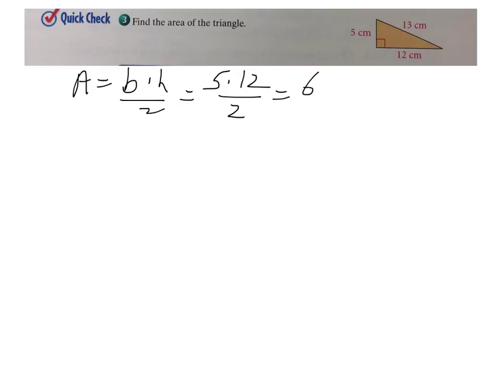Again, hopefully you agree. Area of the triangle equals base times height divided by 2. So it's going to be 5 times 12 divided by 2. 60 divided by 2, which is 30. Hopefully you got for an answer 30 square centimeters for the answer to quick check number 2.